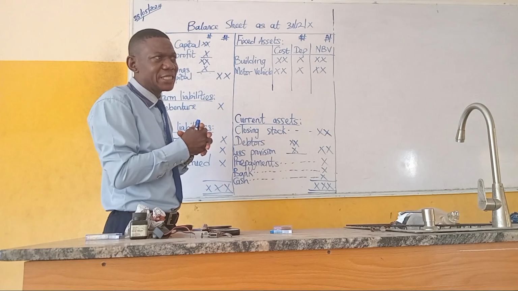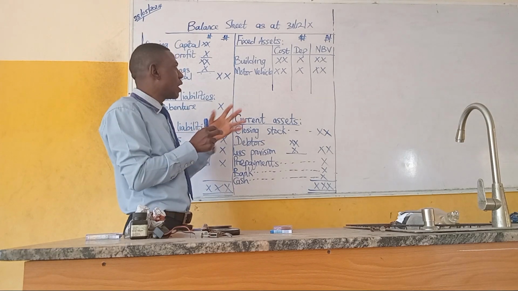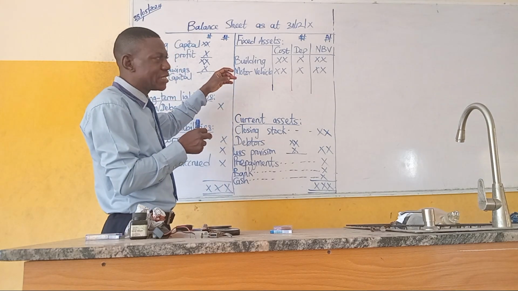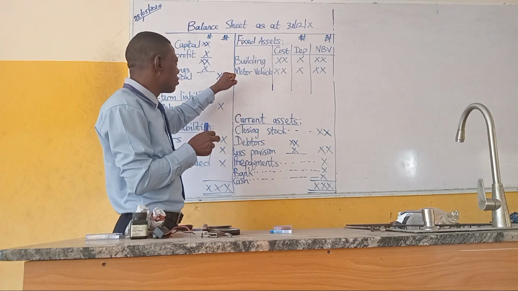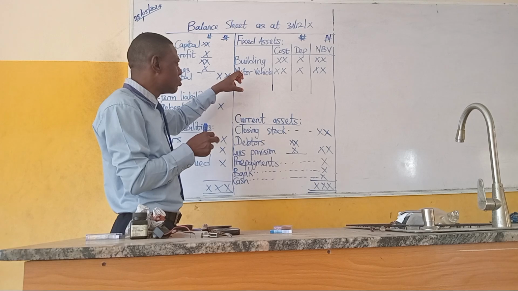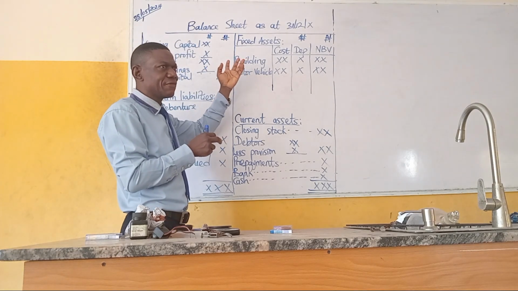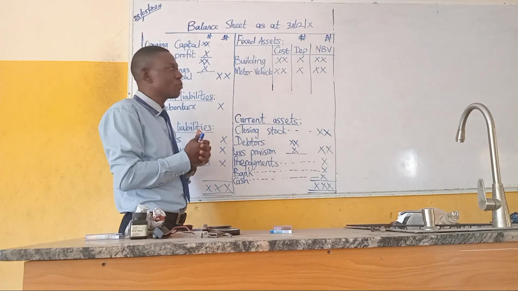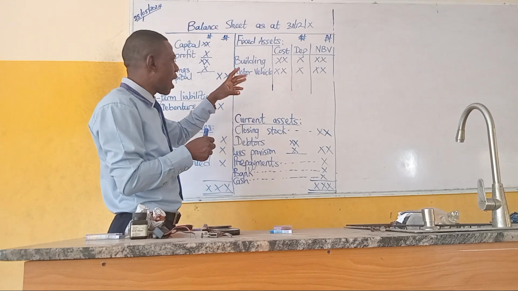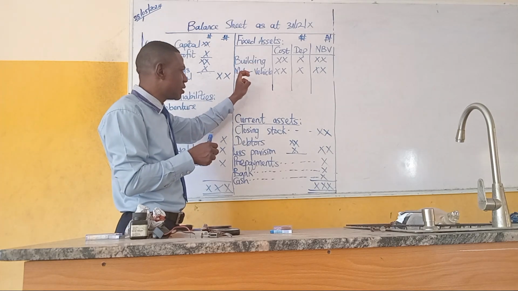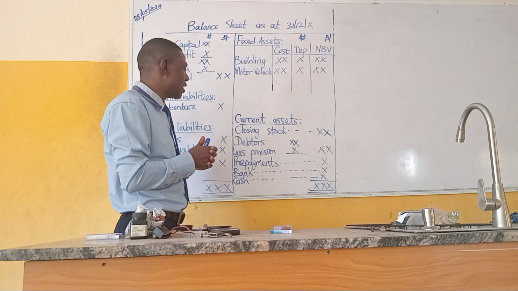Fixed assets represent properties of the company that the company can see, can touch, can feel, and they're going to be used by the company for more than 1 year, like 2, 5, 10, 50 years and above. So all these assets are properties of the company that will be serving the company, that the company will be using for many years to come.